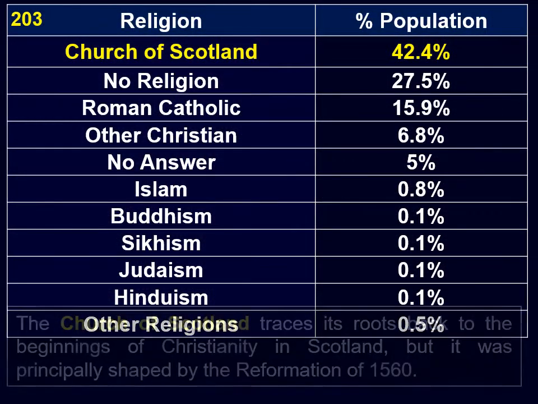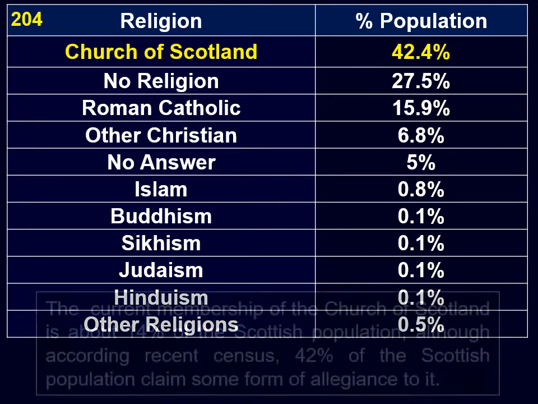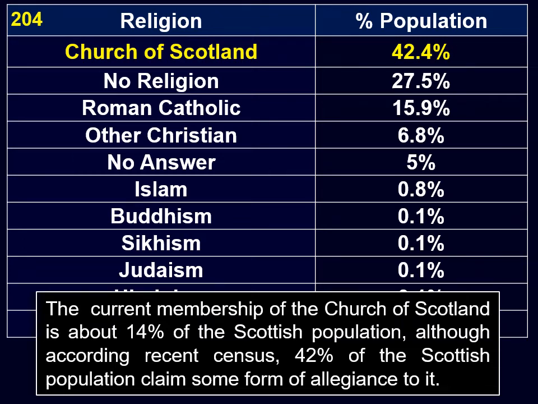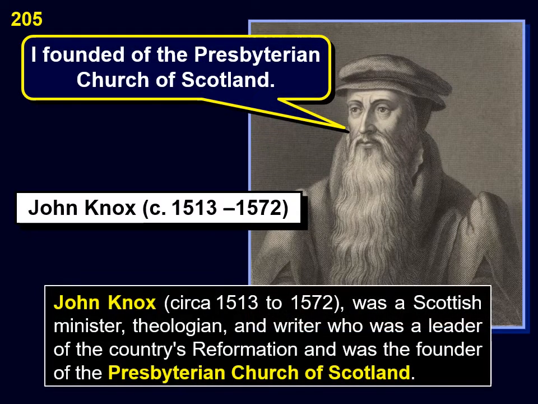The Church of Scotland traces its roots back to the beginnings of Christianity in Scotland, but it was principally shaped by the Reformation of 1560. The current membership of the Church of Scotland is about 14% of the Scottish population, although according to the recent census, 42% of the Scottish population claims some form of allegiance to it. John Knox, circa 1513 to 1572, was a Scottish minister, theologian, and writer who was a leader of the country's Reformation and was the founder of the Presbyterian Church of Scotland.